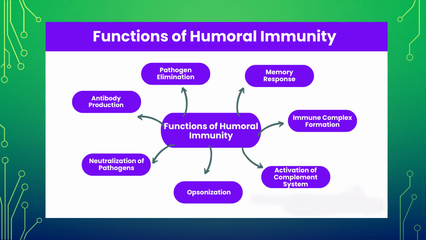What are the functions of the humoral immune response? The functions of the humoral response are pathogen elimination, antibody production, neutralization of pathogens, opsonization, activation of the complement system, immune complex formation, and the memory response. The memory cells are stored in the body.